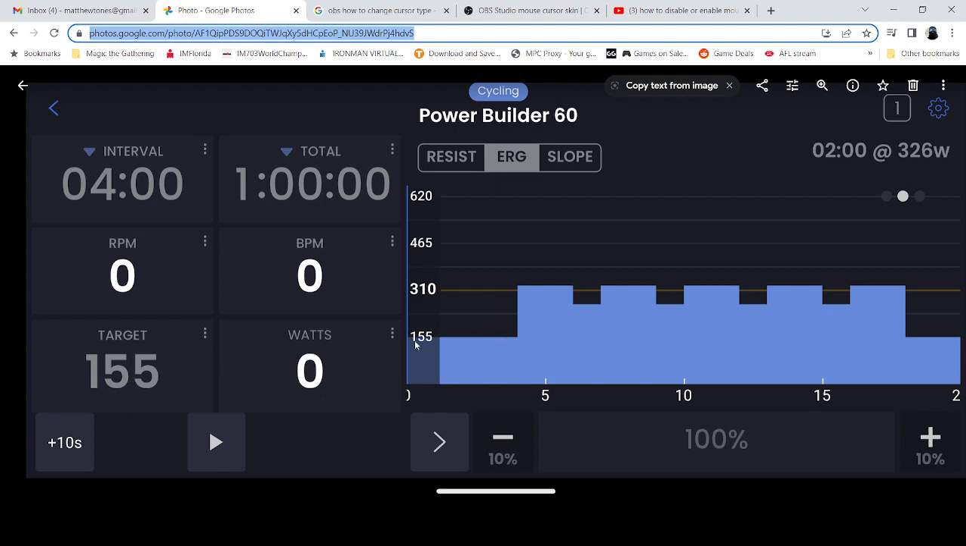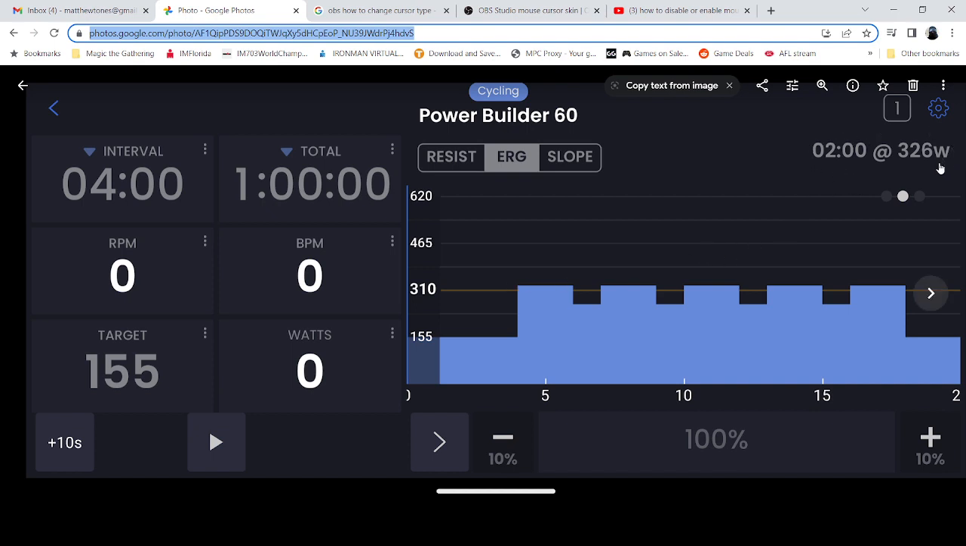Now we start in this particular block here, and this goes for 4 minutes. This is what the interval is telling me. Once we move along this line here for 4 minutes at 155 watts, so this target refers to what you're doing for this particular interval. So we move along this line doing 155 watts until we get to this point, and then the power suddenly changes to 326. How do I know 326?